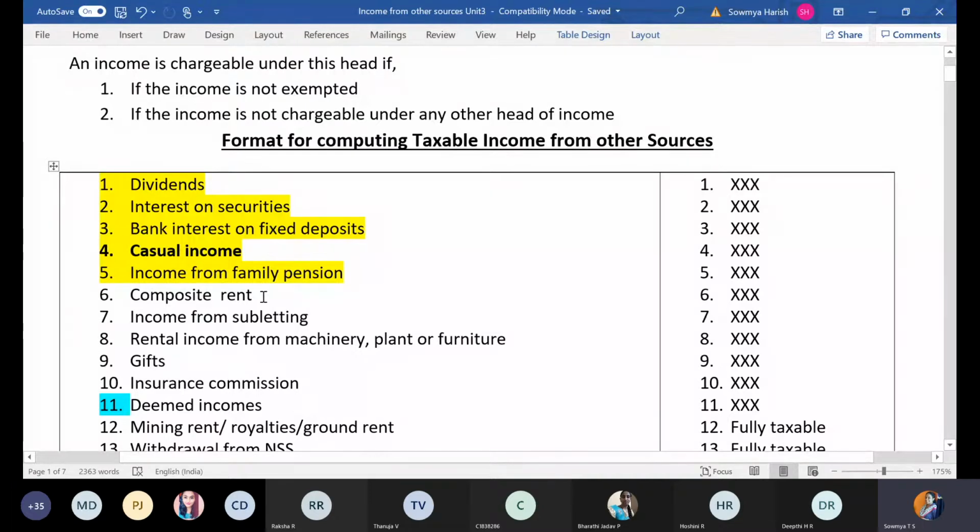But if you are not able to differentiate between the amount of charge for facilities and the rent of the house, in that case, you will take the entire amount as composite rent and you will be charging it under income from other sources. And these facilities can be anything.